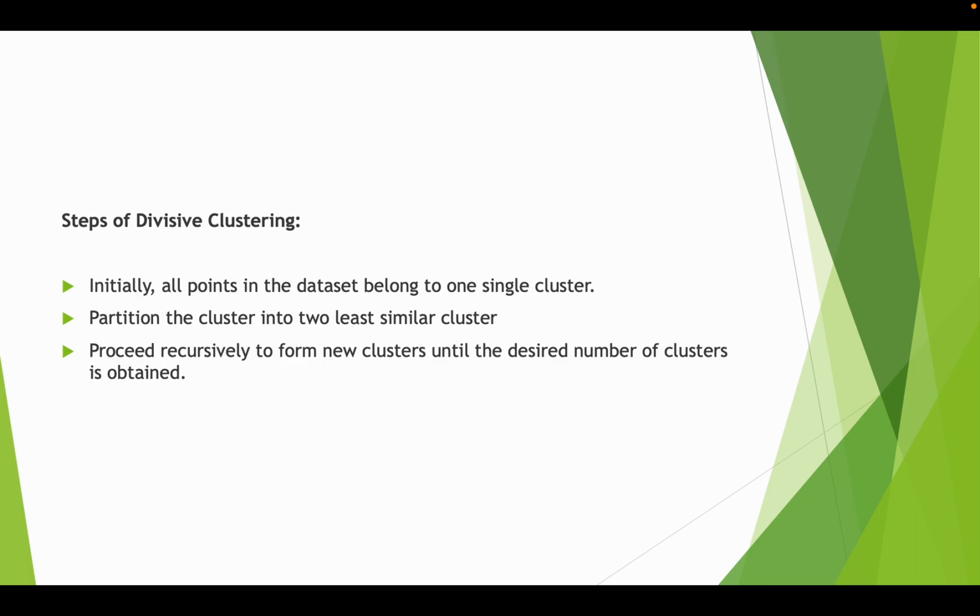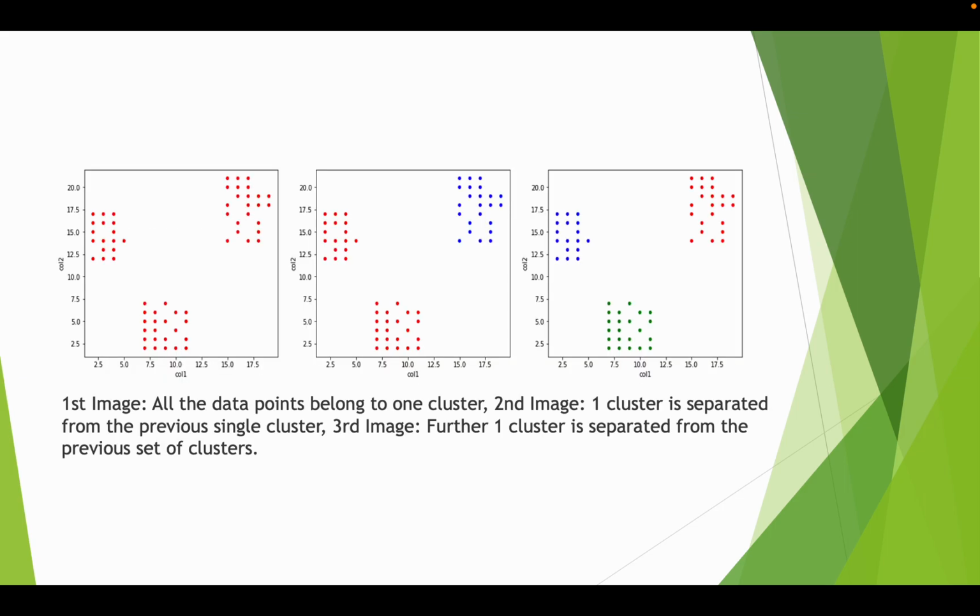There are some steps for divisive clustering. First, all the points in the dataset belong to one single cluster. Then the partition is performed in the cluster, and it is divided into two least similar clusters. We then proceed recursively to form new clusters until the desired number of clusters is obtained.